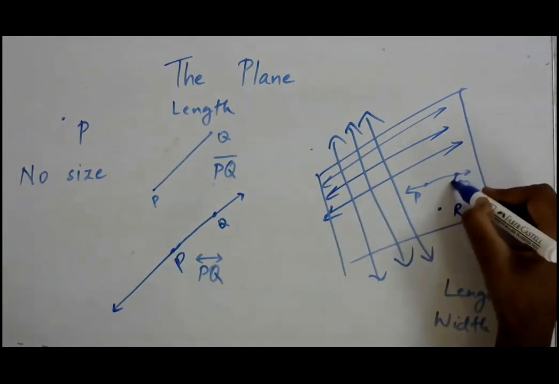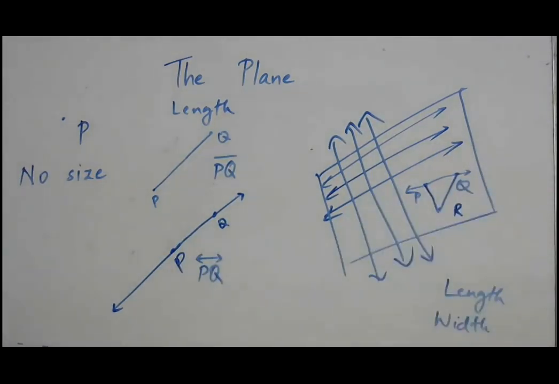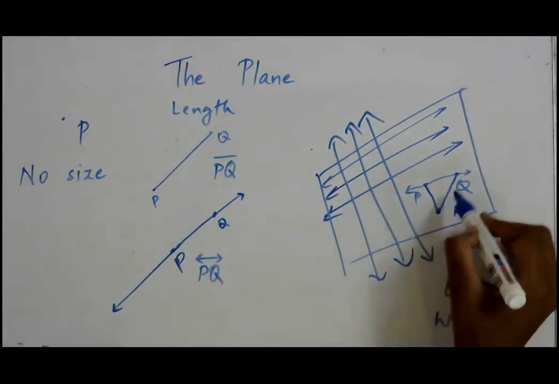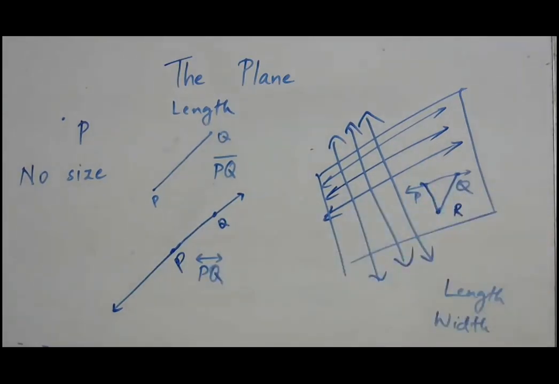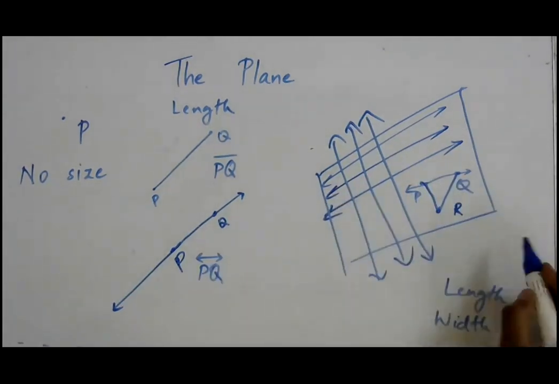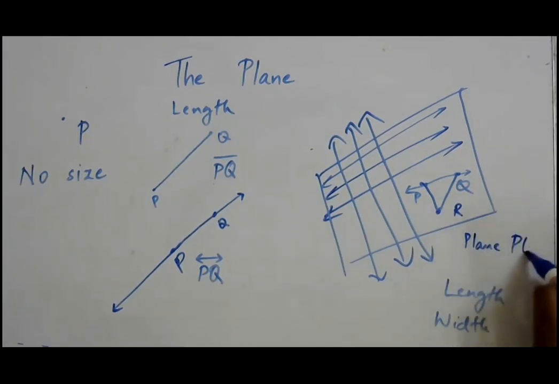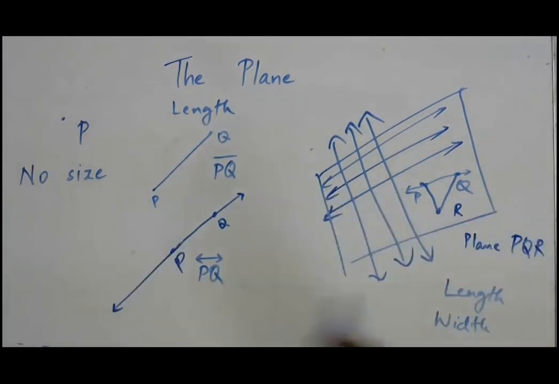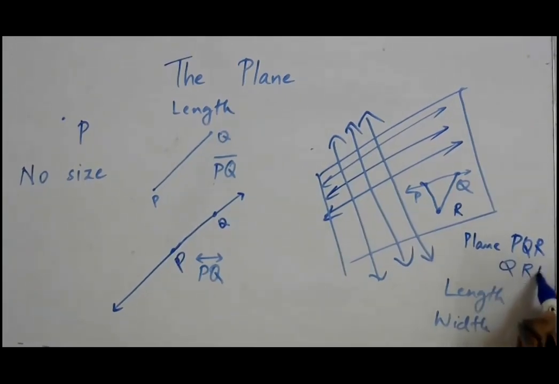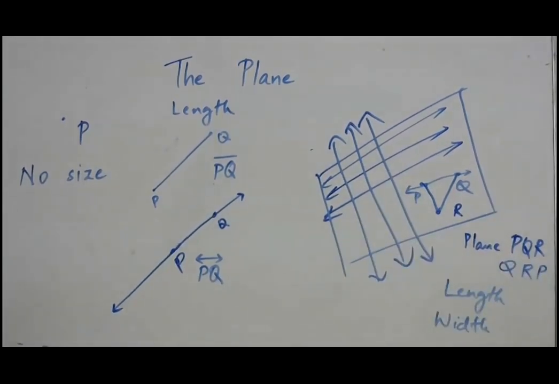So any particular plane, to represent a plane, requires at least 3 points on the plane. So I would call this plane PQR. It could be any way: PQR, QRP, or PRQ. But basically, all these 3 points should lie on the plane itself. So this is the idea of a plane.